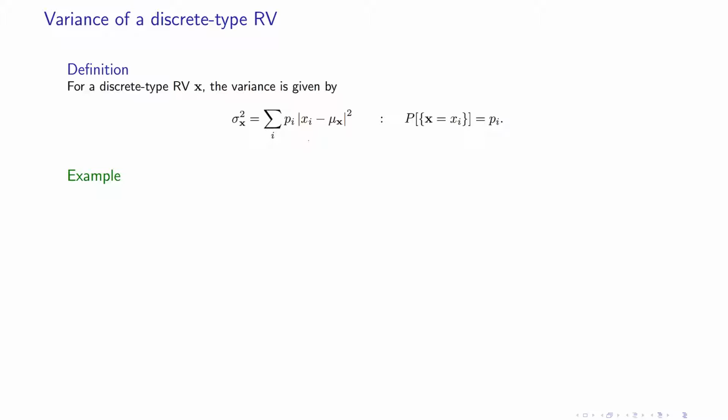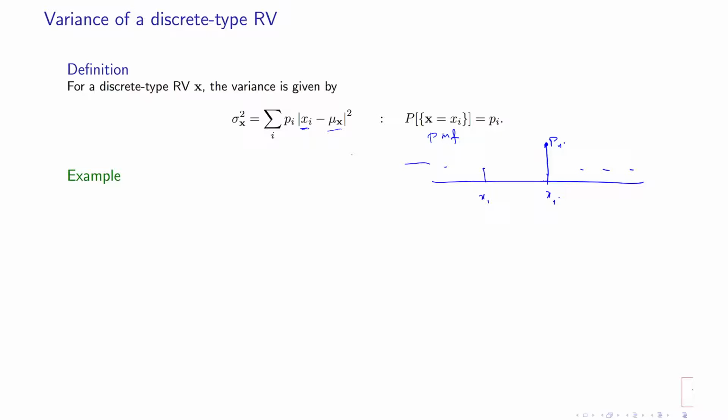Basically, the variance is defined by the probability mass for a discrete type random variable and the deviation of the location from the center of the distribution to the power 2. So you calculate the summation, where pi is the probability mass function. That means that at location xi, you have a probability of pi as a mass, and you have, let's say, x1, and so on.